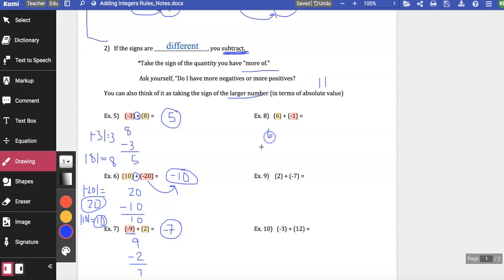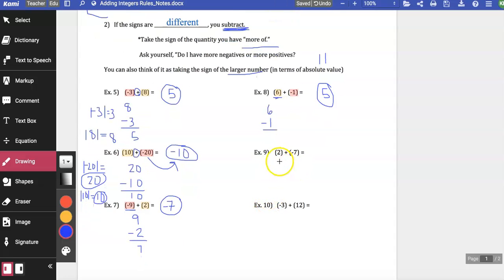So I take 6 and subtract 1, and I get 5. And I have more positives than negatives, so my answer is positive 5. Example 9, 2 plus a negative 7.